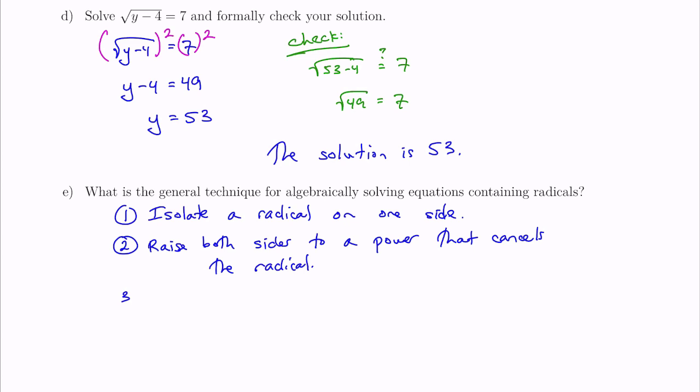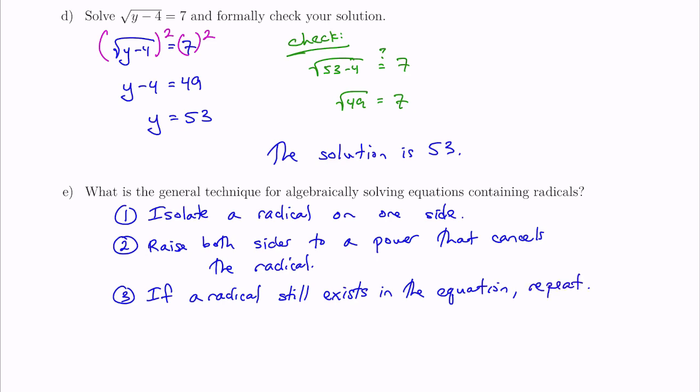Now the third step didn't occur here, but it could potentially occur down the road. If after raising both sides to that power, there is still a radical left in your equation, you need to repeat the first two steps: isolate that remaining radical, and use a power again to cancel it out. Step 4. Once the equation is clear of all radicals, solve it like you would using all your other strategies.